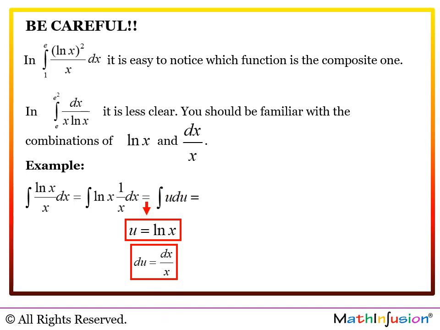Now we are okay, we know what to do. It's u to the power of 2 over 2 plus c, and we have now just to go back and substitute the ln of x instead of the u.